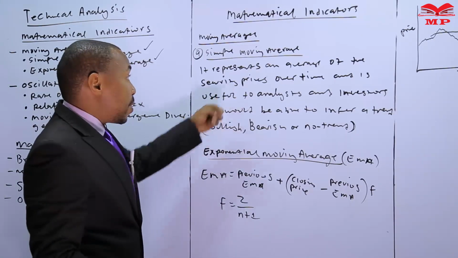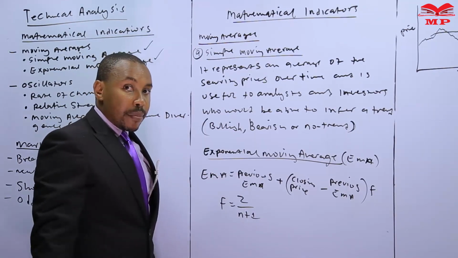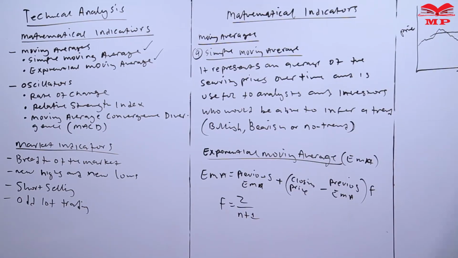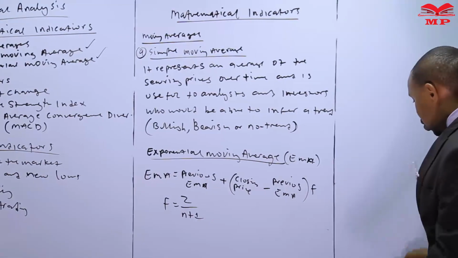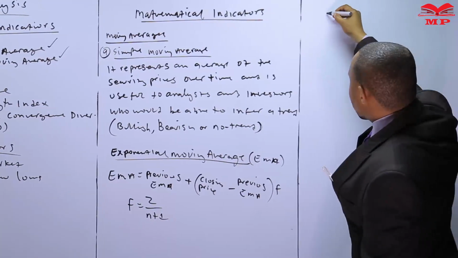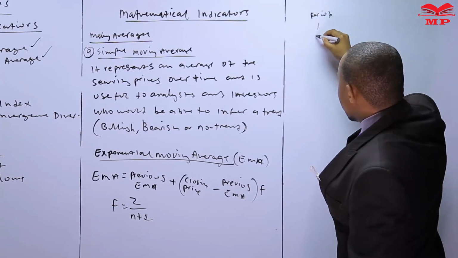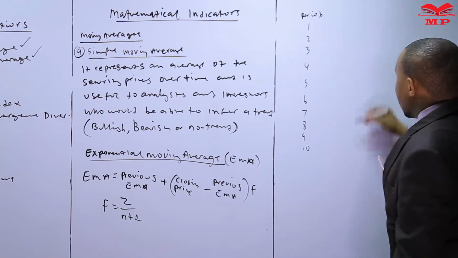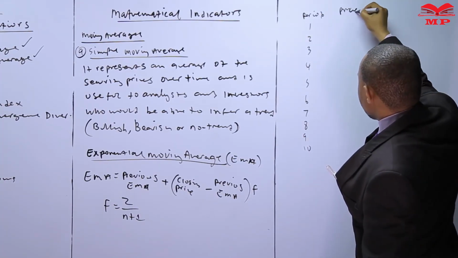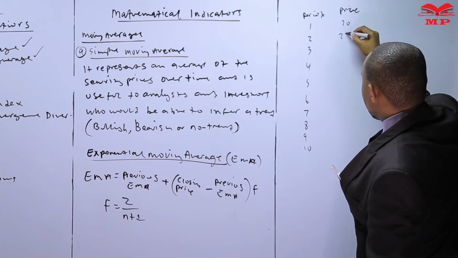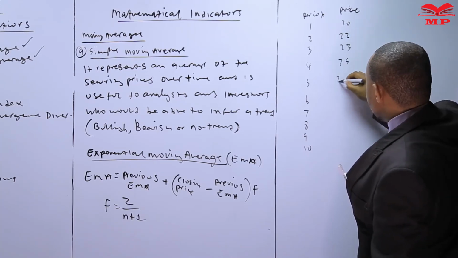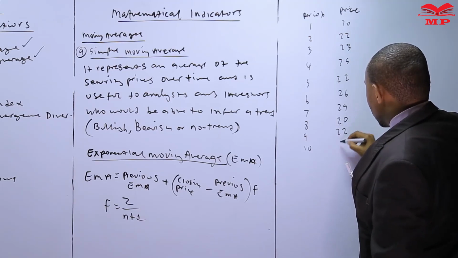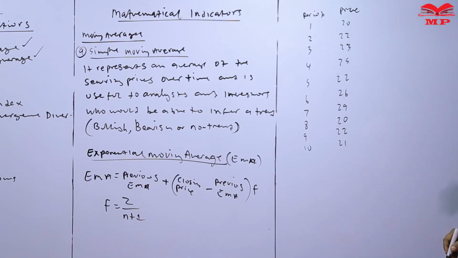We've already explained the simple moving average. We said we use the 3-day moving average, so we can have some hypothetical data over here so that we can demonstrate how to compute the exponential moving average. So we have periods 1, 2, 3, 4, 5, 6, 7, 8, 9, and 10. We have the price: 20, 22, 23, 25, 22, 26, 29, 20, 22, and 21. That is just a hypothetical example.